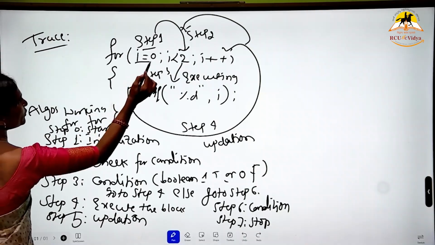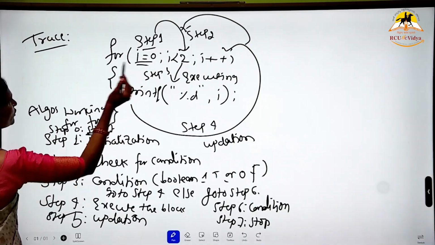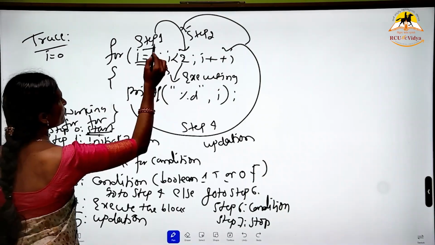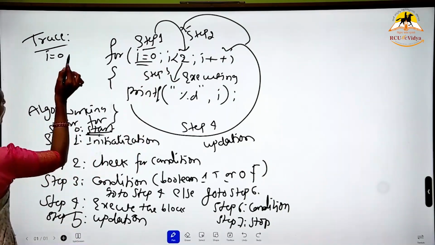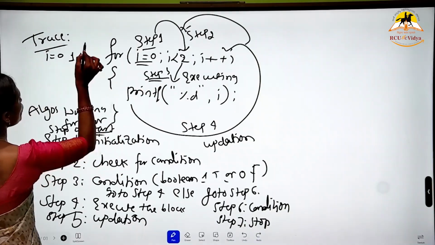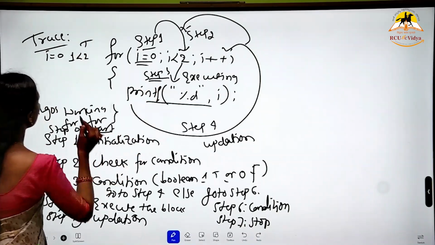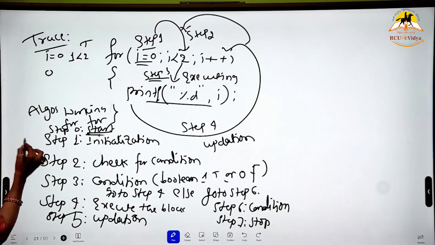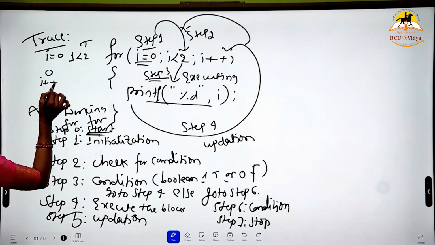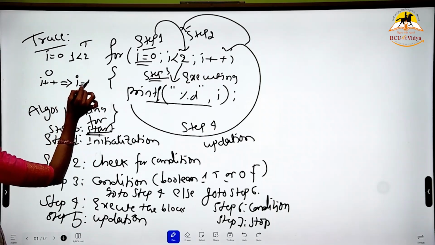Let's take the first step, step 1, as the algorithm start. Now we have initialized I value equal to 0. Assume that here I have taken 1. So 1 is less than 2. The condition is true. Once the condition is true, 0 will display. Once it displays, it is updated. Then I plus plus makes I equal to 1.